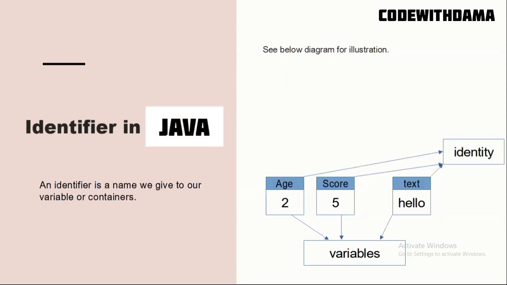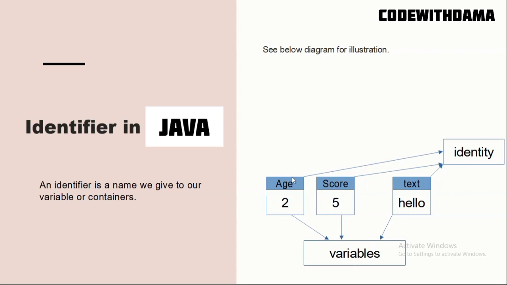Now an identifier is just a name you give to your variable or you give to your container. Since you're going to be storing data that you need to use in the future, you need to name those containers so that when you need to use those data, you just make reference to the name of the container. So we have the former containers with 2, 5, and then hello. Now we give them identity, that is they have identifiers. Now we have age, we have score, we have text, and all of these are also variables.